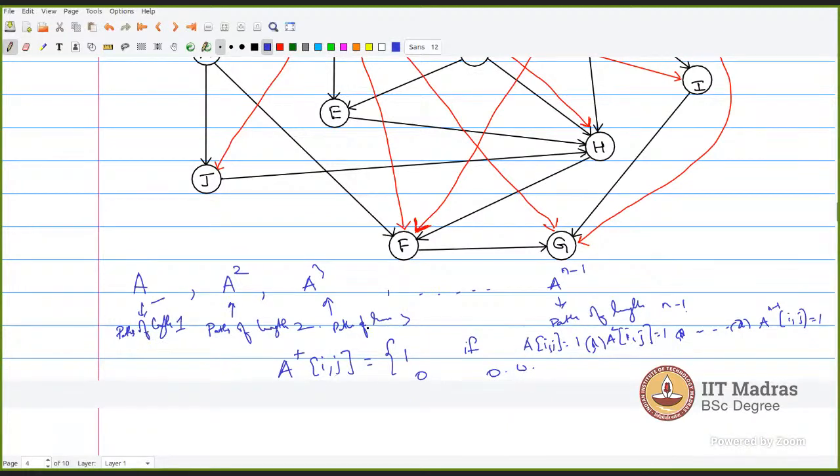In order to compute this, if the graph has 10 vertices, you have to compute A to the power 9. It is also a lengthy procedure, but you can do it on a computer. Once you have the adjacency matrix, just give that adjacency matrix to the computer, and it will compute A squared, A cubed, and everything. Just write the code, and it will give you the transitive closure output directly.